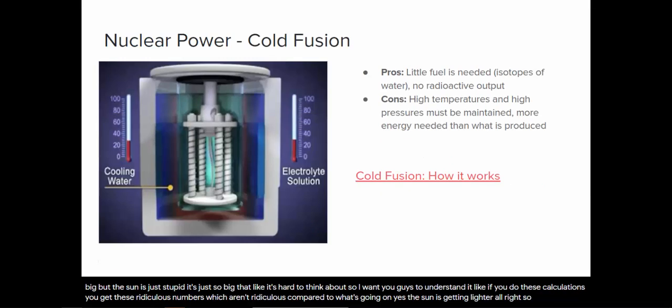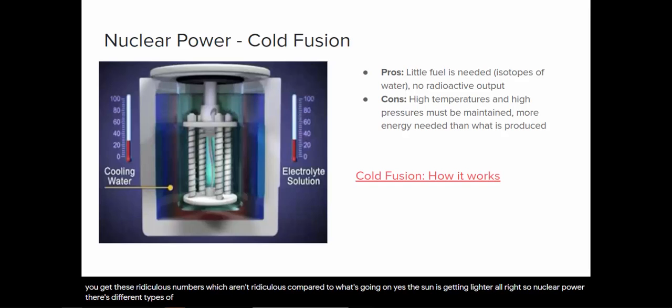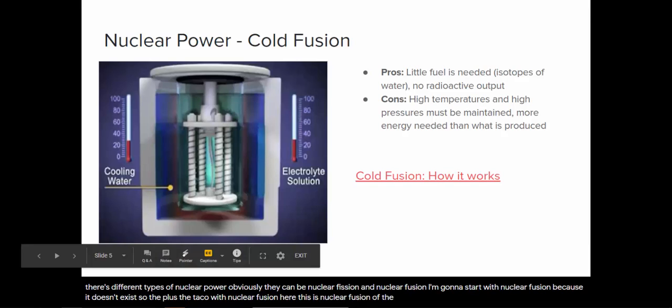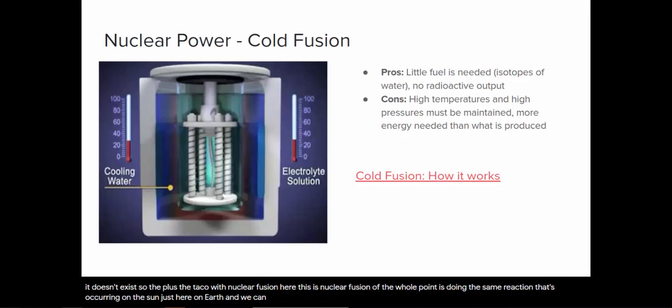All right, so nuclear power. There's different types of nuclear power. Obviously, there can be nuclear fission and nuclear fusion. I'm going to start with nuclear fusion because it doesn't exist, so there's less to talk about. With nuclear fusion here, this is nuclear fusion. The whole point is doing the same reaction that's occurring on the sun just here on Earth. And we can do that.